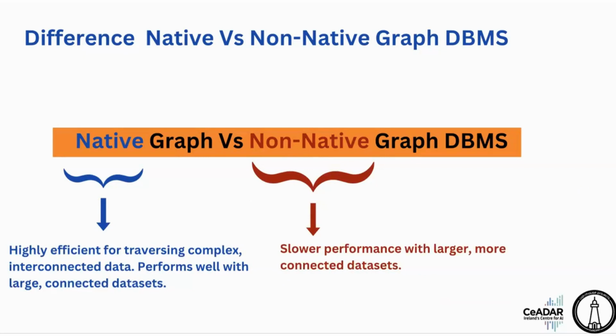So what is the difference between a native and a non-native graph DBMS? A native graph is highly efficient for traversing complex interconnected data, and it performs well on very large connected datasets, where millions or even multi-billion connections of nodes are possible. A non-native one is very slow in performance when there are more connections in the network. It increases the complexity, has a huge cost in traversing the data, and traversing is almost not possible with certain RDBMS.